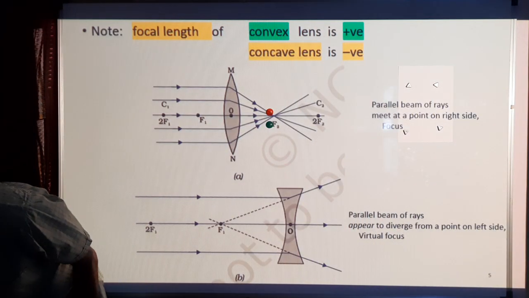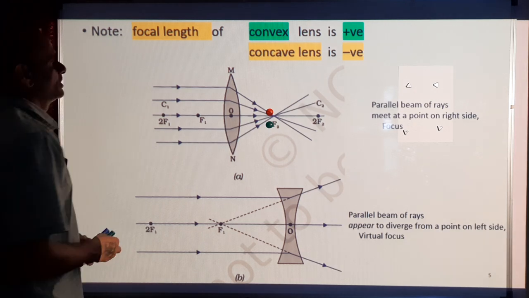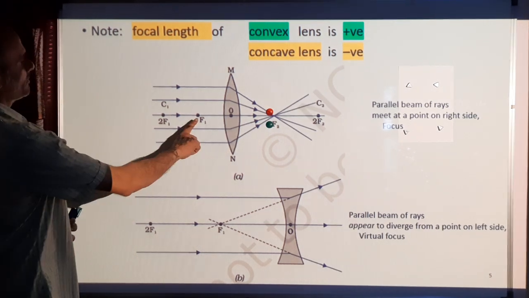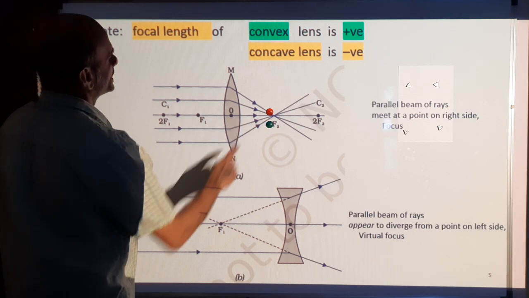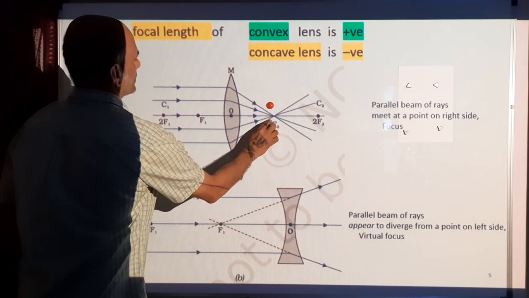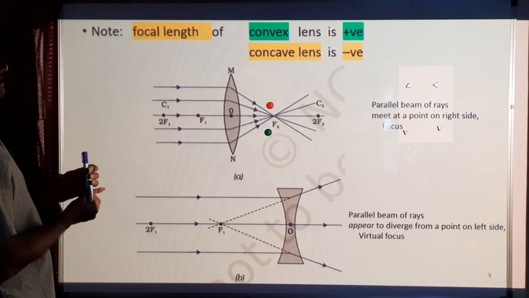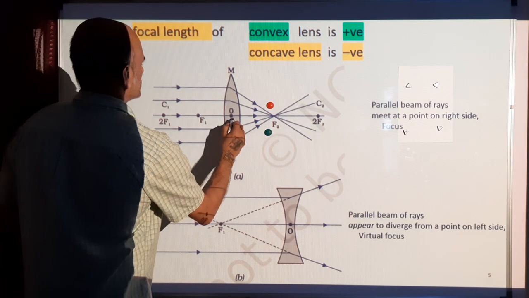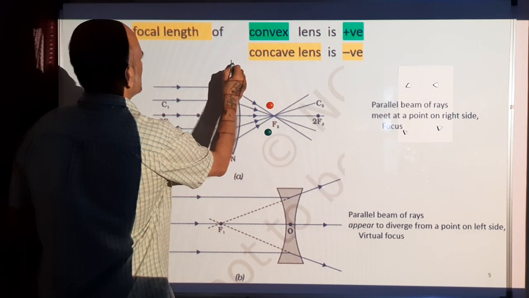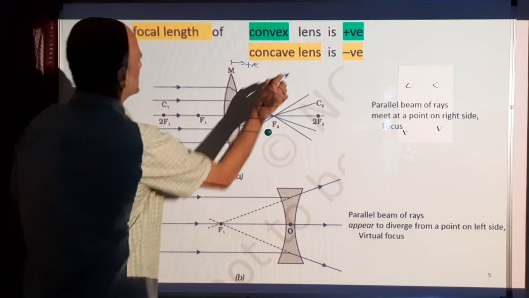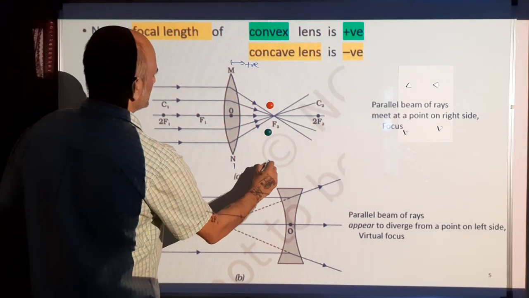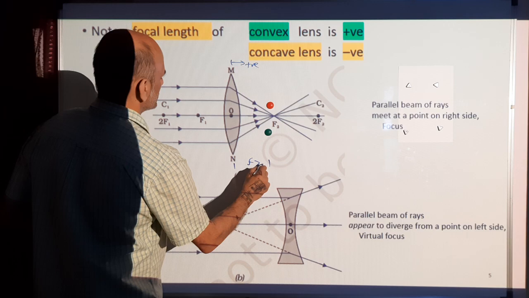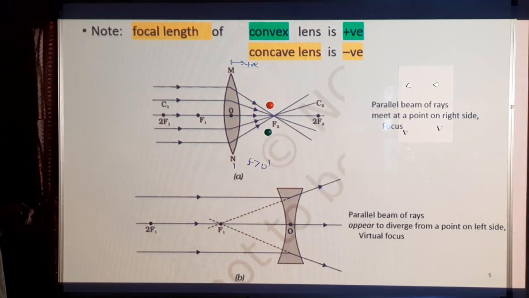For a convex lens, the focal length is positive. To a convex lens, a parallel beam of light is sent. It will bend and meet at a point on the right side. And towards right is a positive direction. This is the positive direction of the x-axis, and this is the origin. So this focal length f is on the positive side. So f is positive for convex lens.